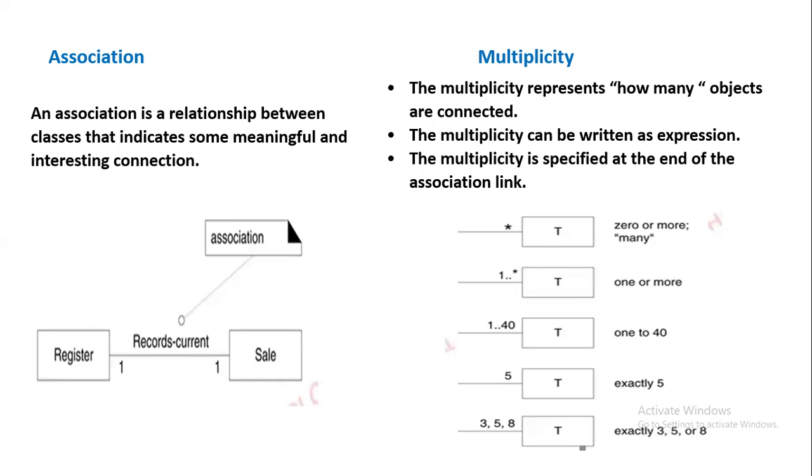It represents that asterisk. The next you see is 1..*. 1..* in the sense at least it should connect with one object, and more number of objects, one or more. And next 1..40, it means that it should have 1 to 40 objects. It should not have more than 40. Next one is 5. 5 in the sense it should connect only 5 objects. It's not less than 5, it's not greater than 5. So exactly 5 objects should be connected with T. And the next diagram shows 3, 5, 8. It means that the T should connect with 3, 5, or 8. So what is multiplicity? It represents how many objects are connected. The way how we are connecting is expressed in the given diagram.